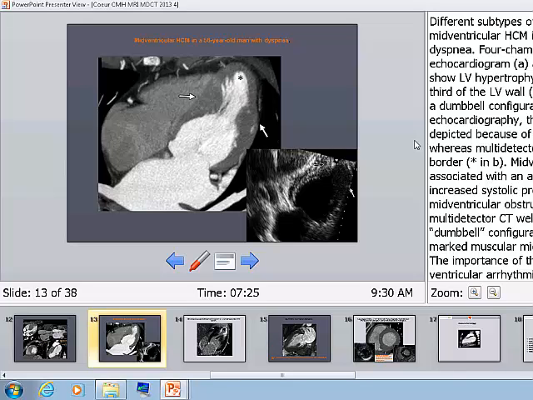However, with echocardiography, the apex is not always clearly seen because of the limited acoustic windows. And as the previous speaker said, one can also detect apical aneurysms caused by increased systolic pressure in the apex from mid-ventricular obstruction. MR imaging and MDCT well demonstrate this characteristic dumbbell configuration.